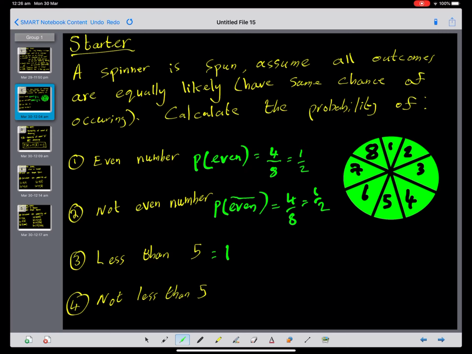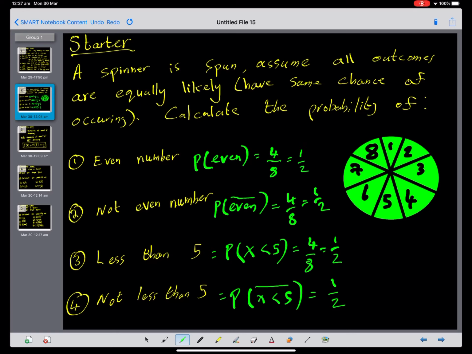Okay, the probability less than 5. So we are going to define our variable as x. Less than 5. Less than 5 is going to be 1, 2, 3, and 4. Which is 4 over 8, which is half. We don't include 5 because it's less than. So the probability of not less than 5 is written like this. And that is just simply going to be half again.